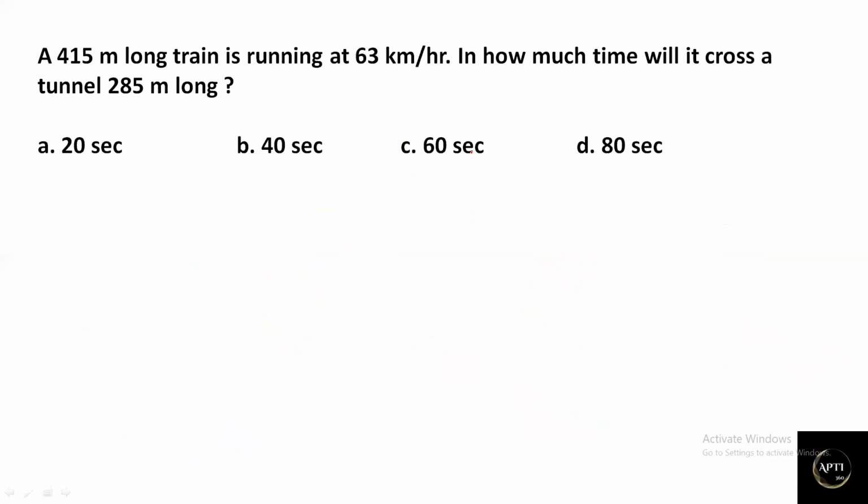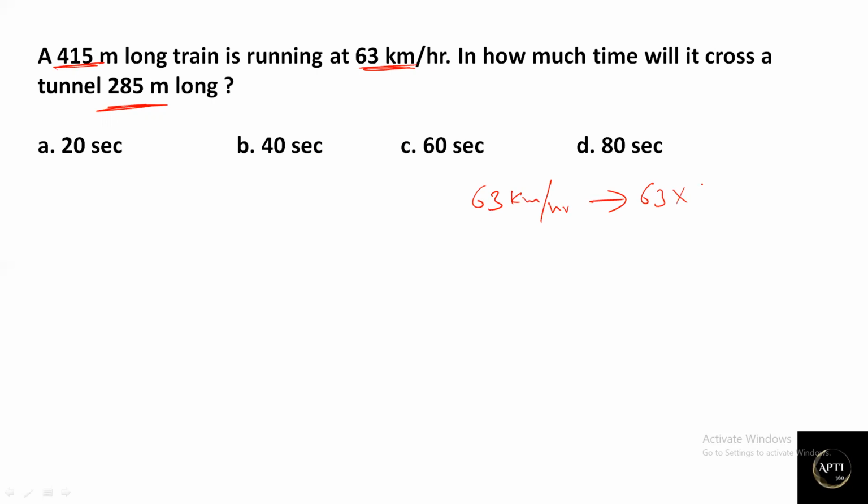A 415 meters long train is running at 63 kilometers per hour. In how much time will it cross a tunnel 285 meters long? If you observe, train length is given, tunnel length is given and train speed is given, and the tunnel is stationary, right? We don't have any speed for the tunnel. All options are given in seconds, so we have to convert this 63 kilometers per hour into meters per second.